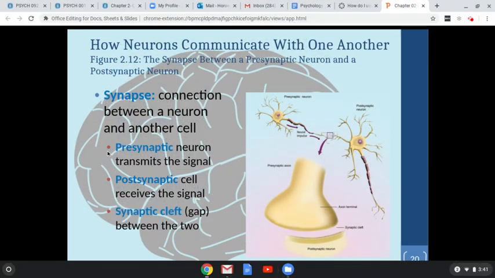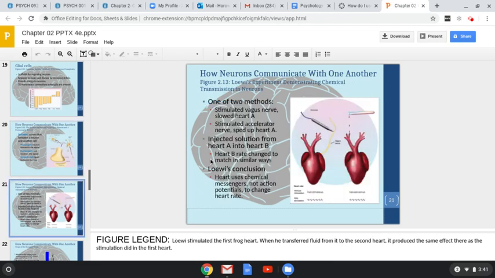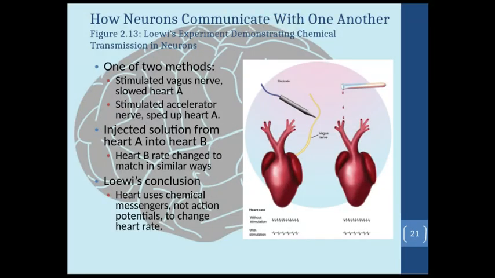So let's go ahead and take a look at how this was discovered. About 100 years ago or so, give or take, of course, there was a German scientist, and his name was Otto Loewi. And Otto Loewi was looking at frog hearts. And he had one frog heart in a jar, like a beaker, and still had some of the nerves connected to it.